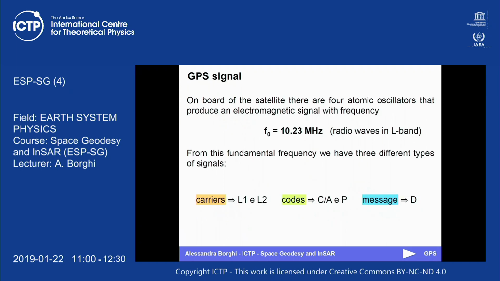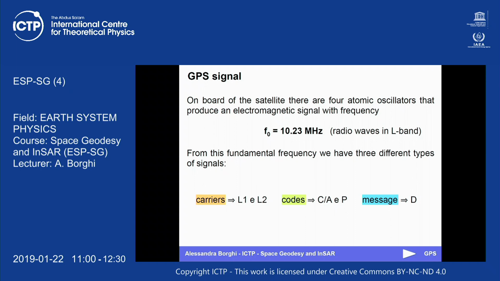The signal. The GPS signal. On board of the satellite there are 4 atomic oscillators. Why 4 atomic oscillators? Because they can check each other, and if you have a problem, another oscillator can work. This happened with the Galileo satellites. They put in orbit a set of, I don't remember how many satellites, and they realized that there was a technical problem with some of the clocks on board, but they realized this when the satellite was already in orbit.